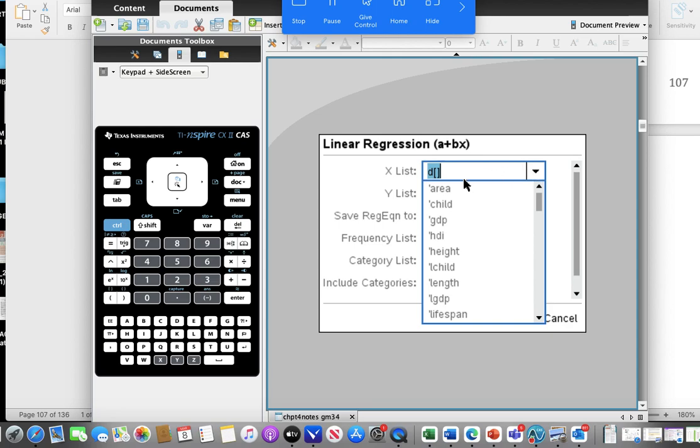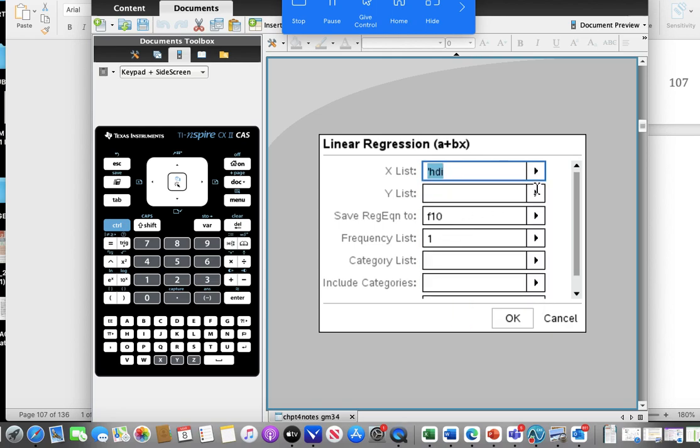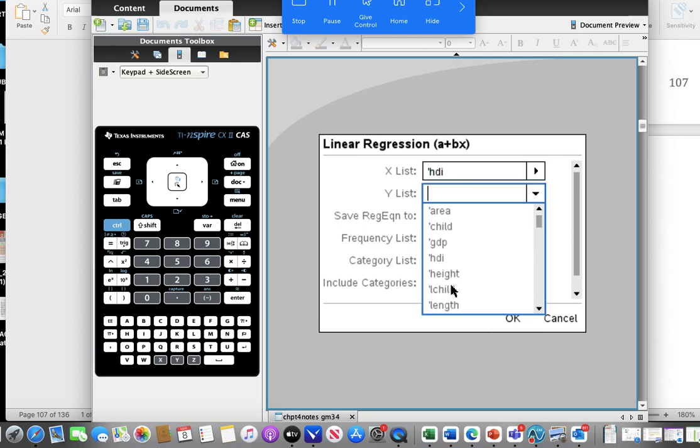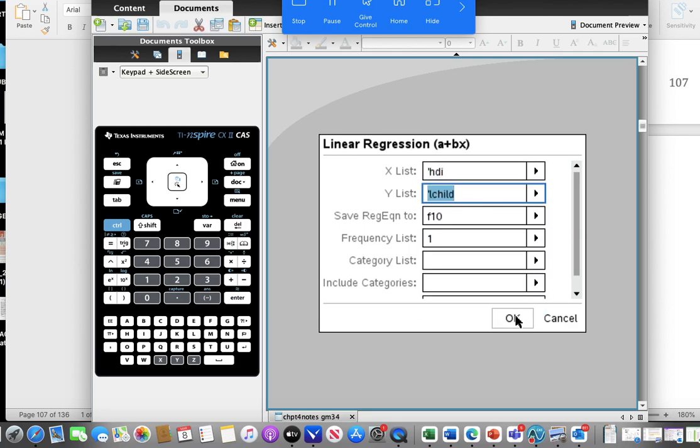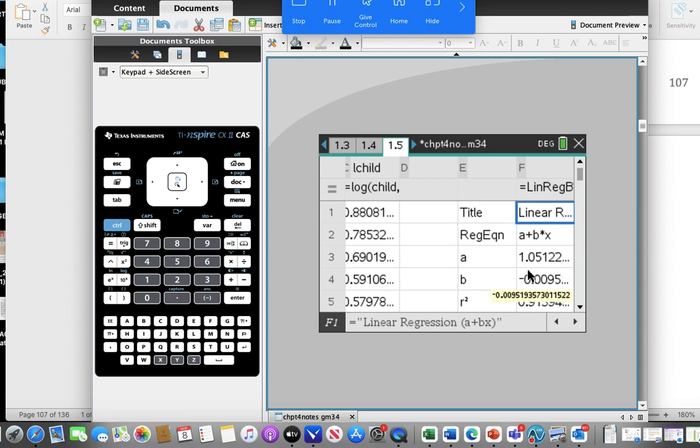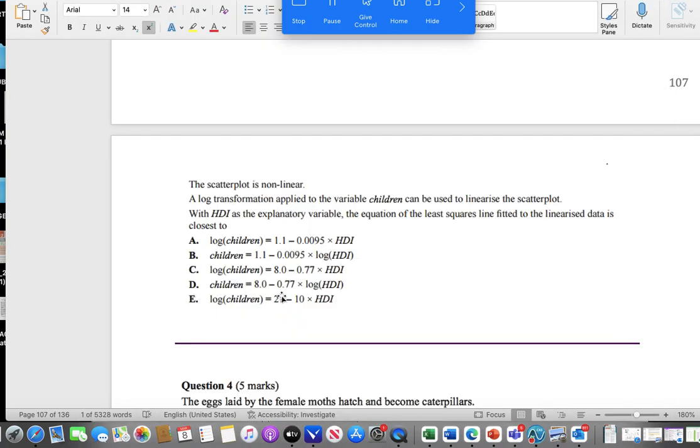I didn't change the X list, which was HDI, but the Y I did, and it was log child. And I click OK. So my A value is 1.05 and my B is negative 0.0095 something. So which one is that? A? Yeah? So there's your answer, A.